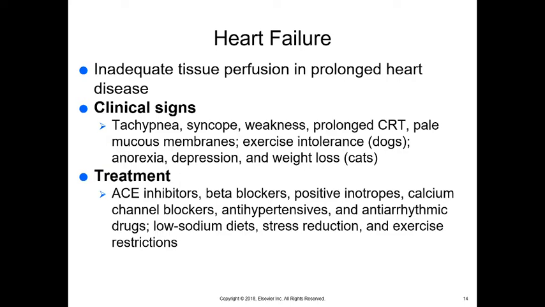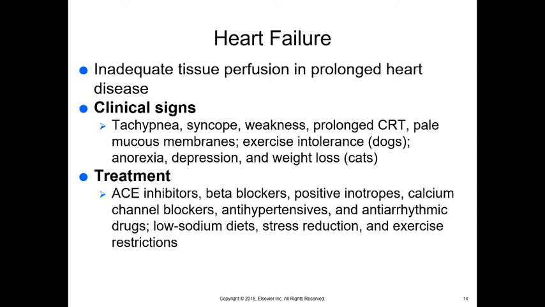We also may see weakness, a prolonged CRT, which is capillary refill time, pale mucous membranes, exercise intolerance, and often in cats, anorexia, depression, and weight loss. Cats tend to vomit with heart failure or heart disease. And that's a really interesting fact, it's not in this lecture, but you have to remember with cats, that if they are vomiting, heart disease is one of the things that we need to look at.